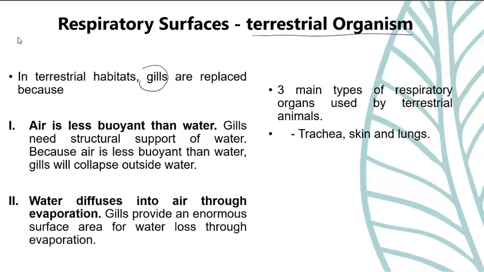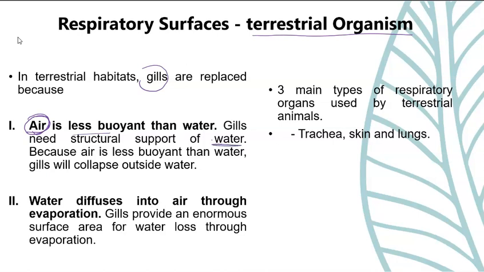Gills cannot be used by animals that live on land. Why? Because the respiratory medium now is the air. The air is the source for extracting oxygen and removing carbon dioxide. The air is less buoyant than water, so the air cannot support the gills. Water allows the gills to float, but the air cannot. So gills need the structural support of water.